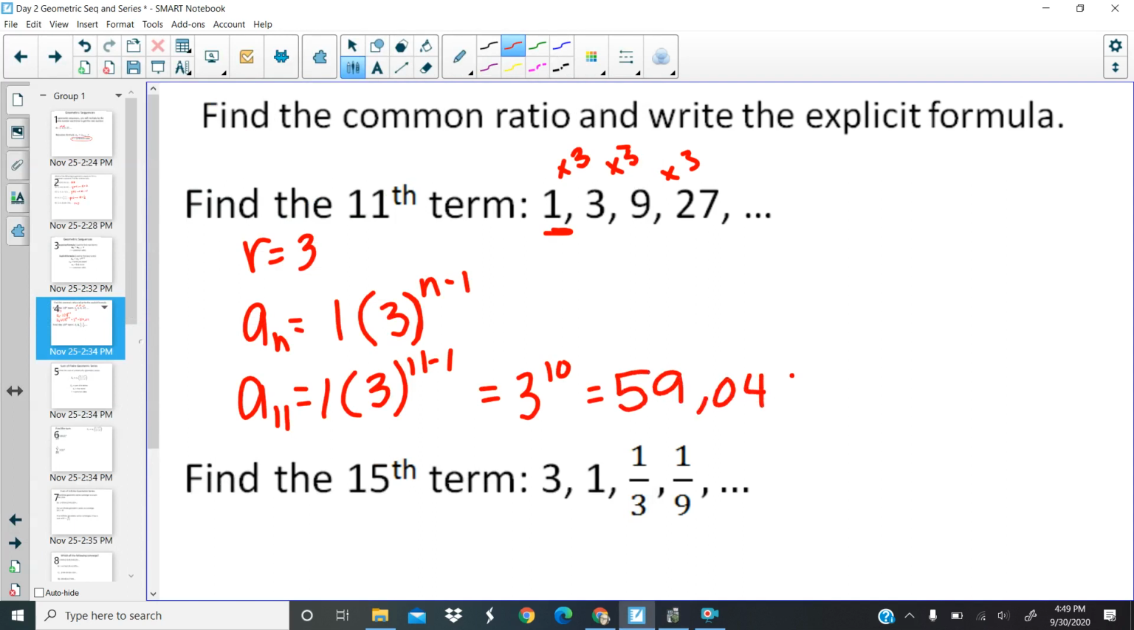So why don't you guys pause here and try to do the second example on your own.